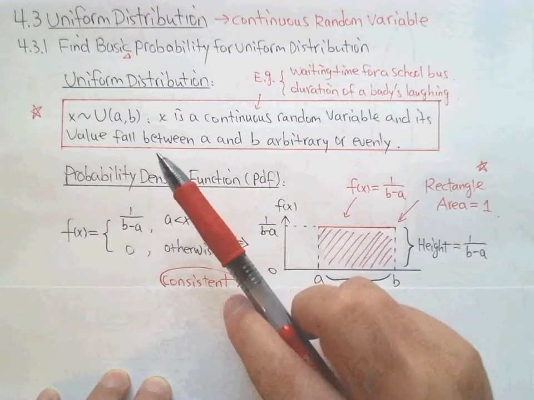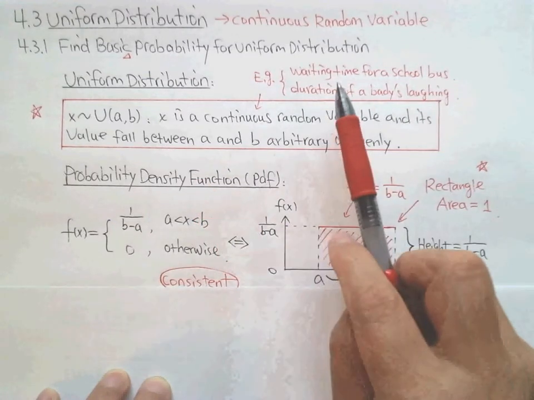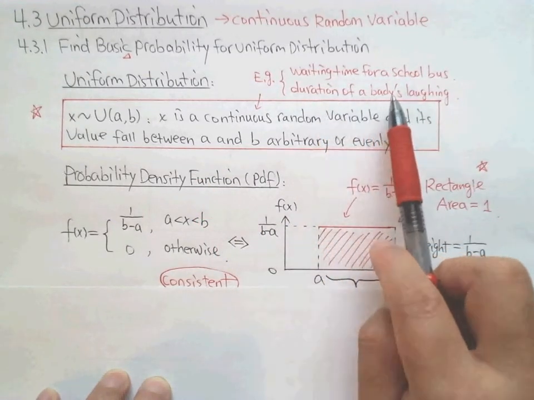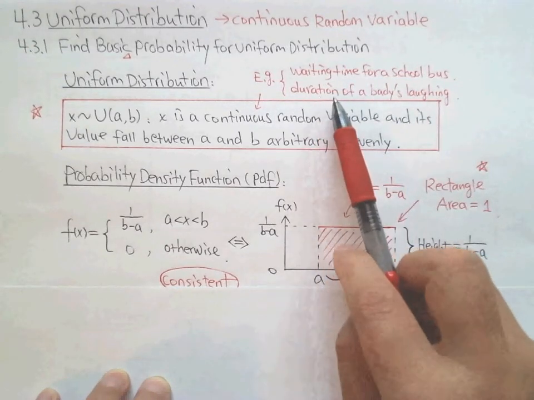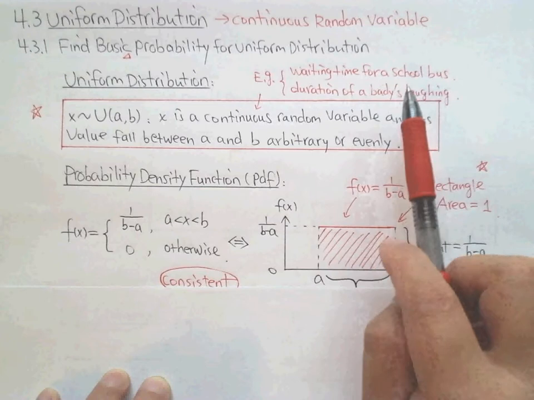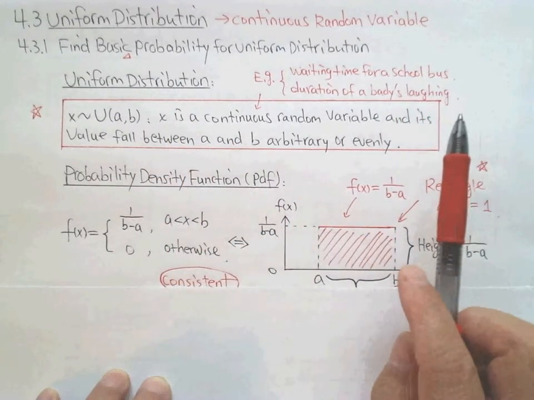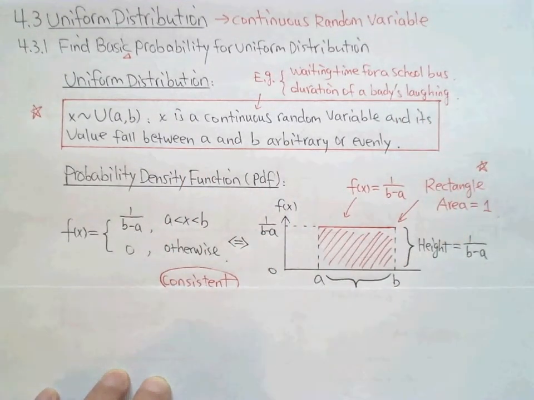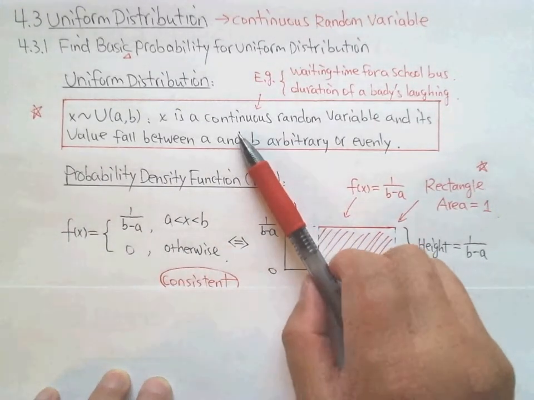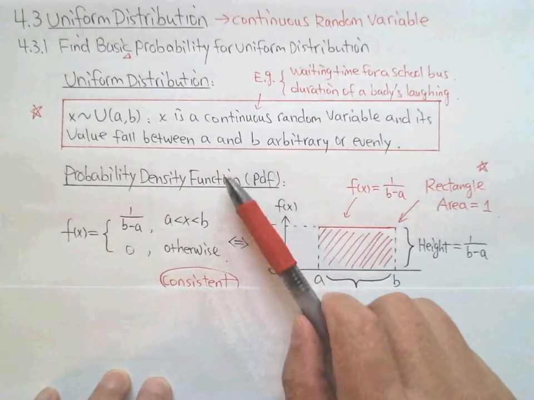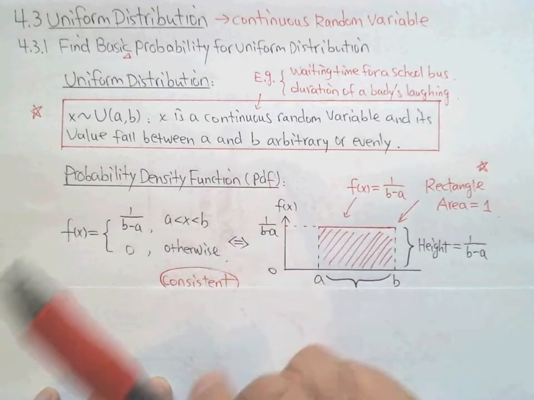Another example is the duration of a baby's life, like 1 second to 30 seconds or 60 seconds, which is uniform, arbitrarily. This only tells you what the variable X is and that it is picked arbitrarily between A and B. So how do we deal with the probability?